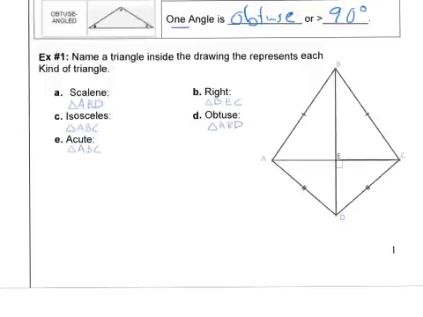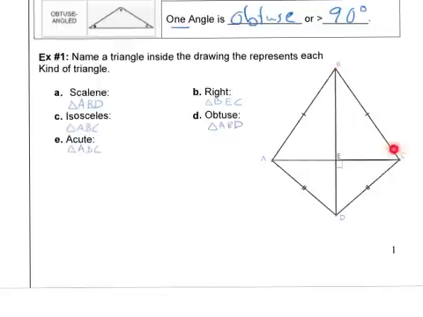Okay, so I have some answers here. This is not all of the answers by any means, because some of these have a lot of different things that can work. But let's just go through this. Scalene, ABD. We would say ABD is scalene because all the sides are different lengths. For a right triangle, I chose BEC, but you may notice that there are several right triangles in here that you can choose.